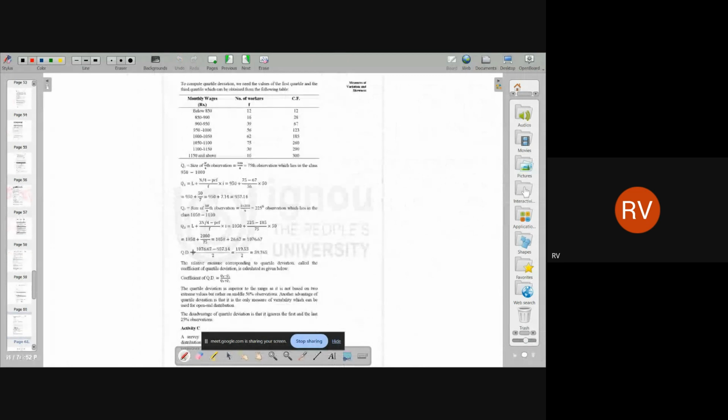Then quartile deviation is Q3 minus Q1 by 2. That is Q1. And in this problem, similarly, then in measures of central tendency, we know how to calculate Q1, Q3. Then quartile deviation is Q3 minus Q1 by 2.